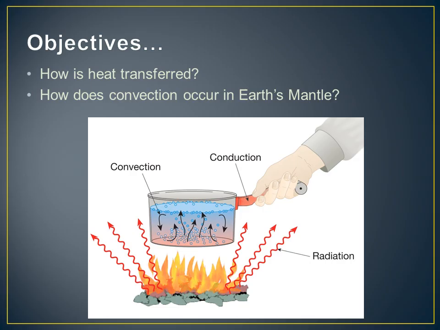So let's begin. Our two objectives for today are first, how is heat transferred? How do we feel heat, or how does it move from one object to another? And the second objective is, how does convection occur in Earth's mantle? Again, if you recall, Earth's mantle is that middle piece of the Earth below the crust yet above the core, where we have rock that is solid but very hot.